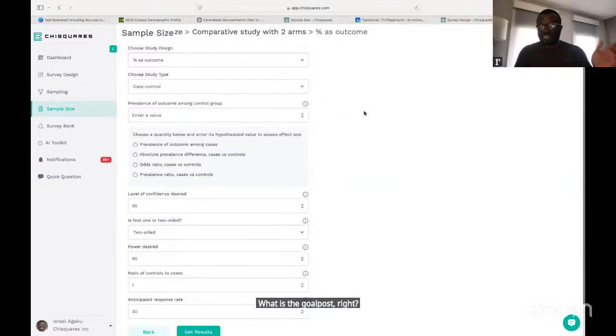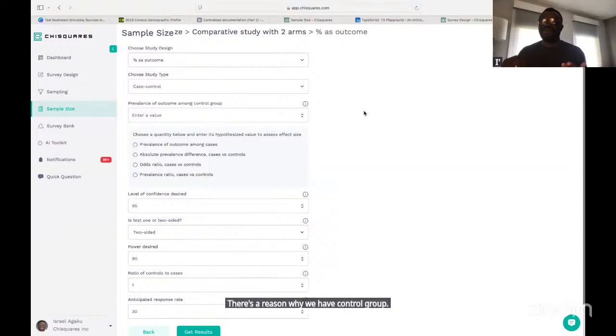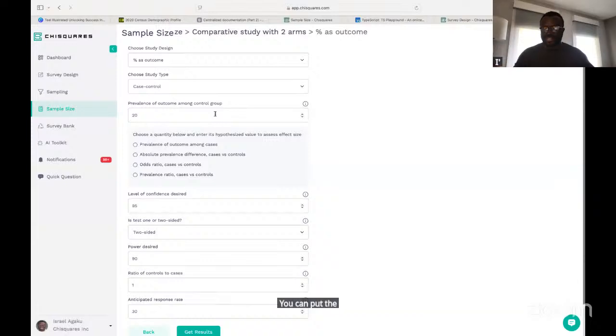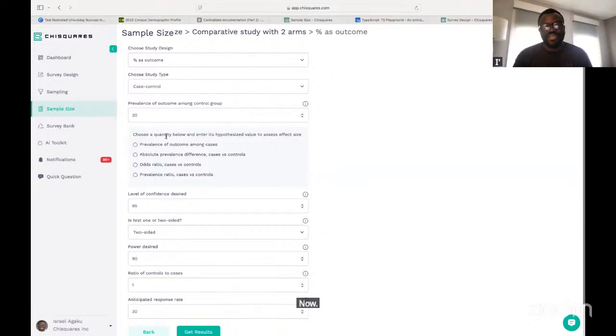The goalpost is the burden of disease among the control group. There is a reason why we have a control group, and there's a reason why we call them the control group, because they set the benchmark. So you have to set the prevalence of the outcome among that benchmark first. So here we can say, let's say the prevalence is 20. If you don't know the prevalence among the control group, you can put the prevalence in the general population, right? That is why we have controls. Now, for this part here, you have a lot of options.